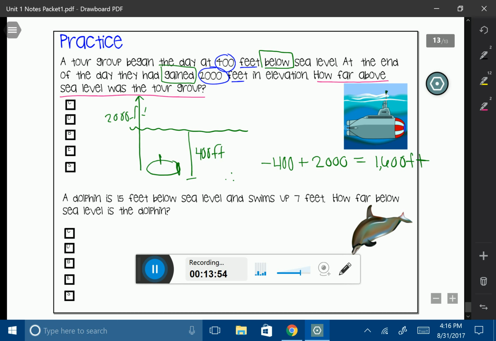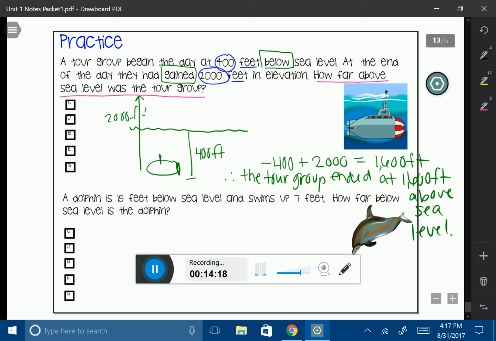So therefore, let's go ahead and solve. Therefore, I would say the tour group ended their tour at 1,600 feet above sea level. Now, I know it's a very interesting problem, but there really isn't much information given to us there. So we're able to kind of work our way through it just by working with the numbers.